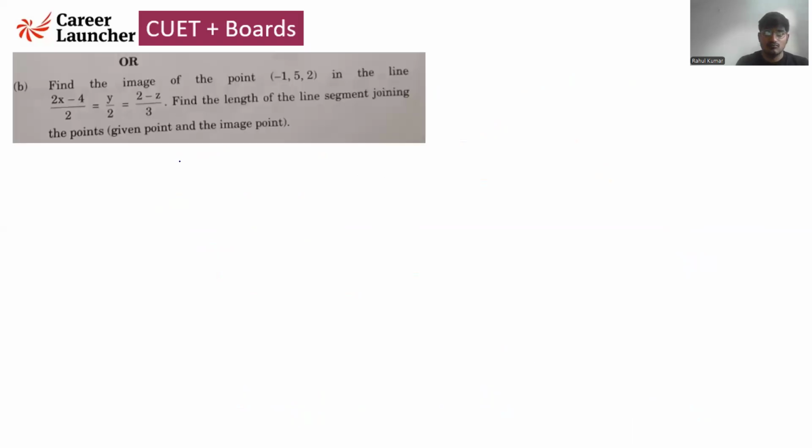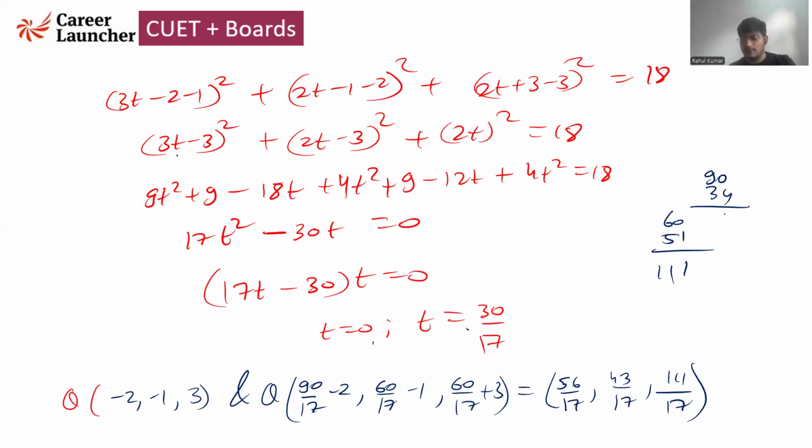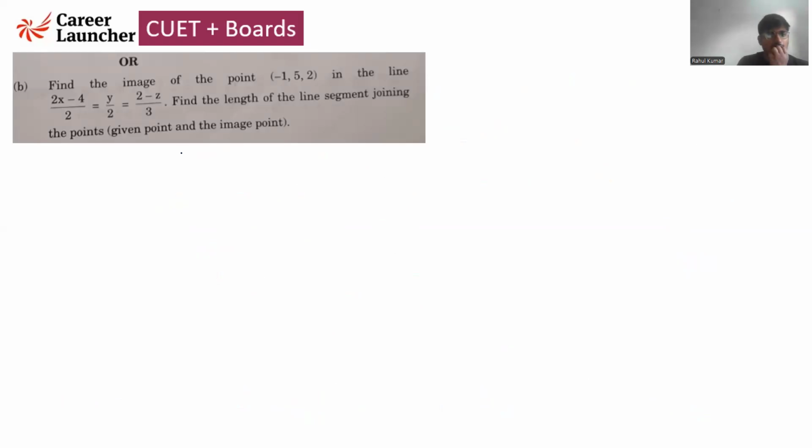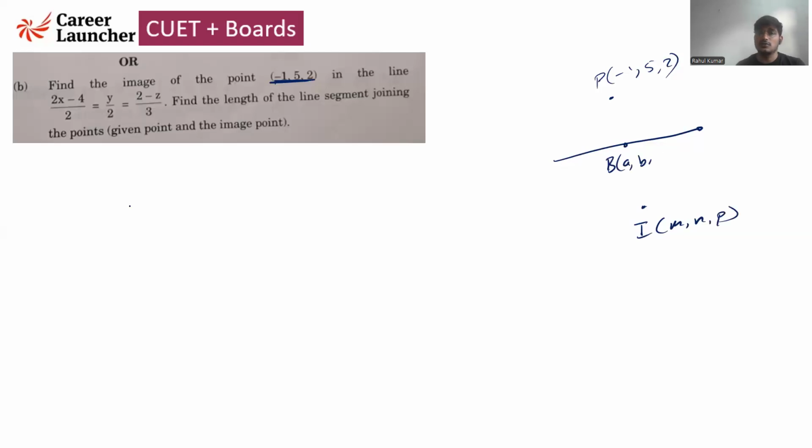Now we have the last part. You need to find the image of this point in this line, and the length of the line segment joining the points. So first you need to find the image. This is your line, this is your point P, minus 1, 5, 2, and its image will lie here. You can call it M, and this point B is known as ABC.